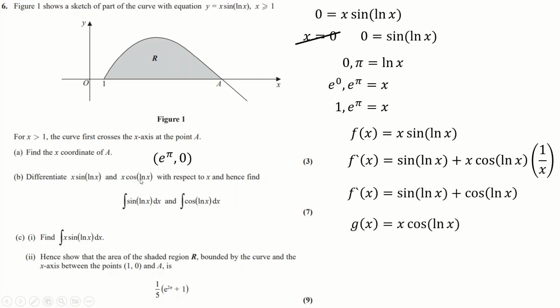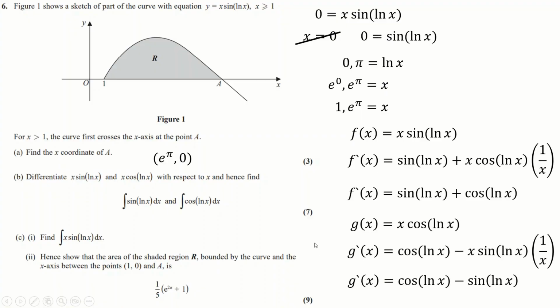Same kind of thing happens here, except the only difference is there's a minus sign here because cos differentiates to minus sine, and you end up with this. Good. Hence find these two things.